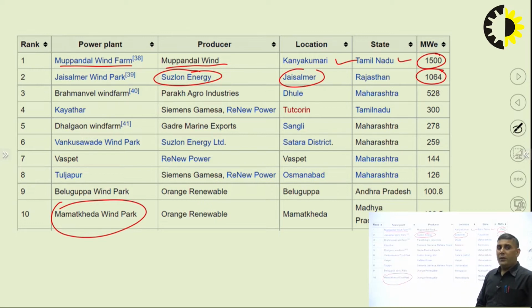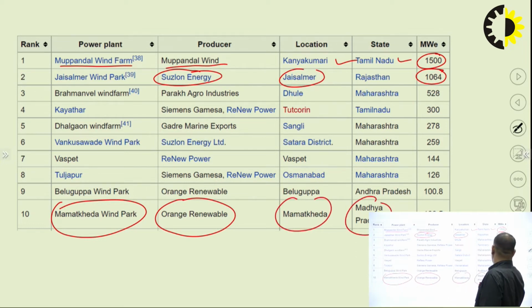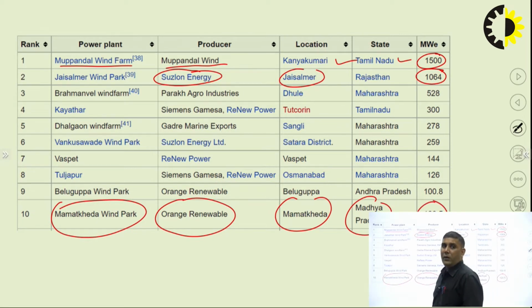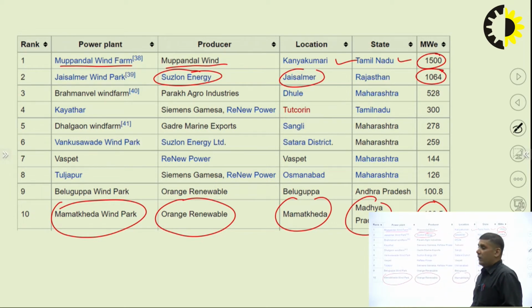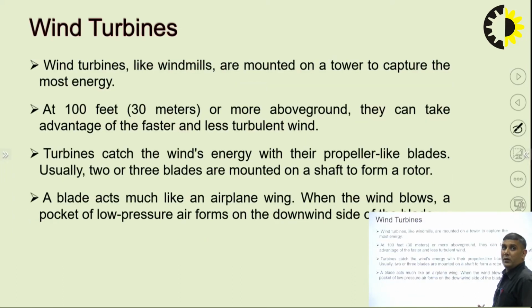Mamatkheda Wind Park, operated by Orange Renewable Energy, and this is in Mamatkheda, Madhya Pradesh, and its capacity is around 100 megawatts electric power. So these are the top 10 sites in India for power plants which are operated with the help of wind power, wind energy. So you can say we have ample space for wind energy generation in India specifically.